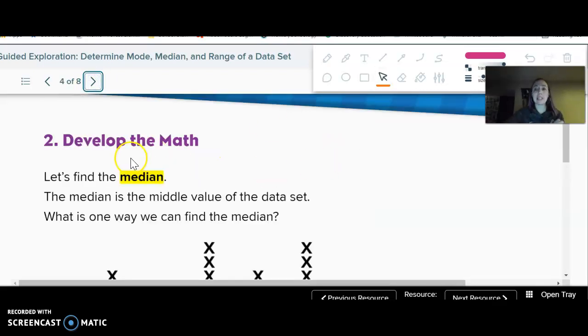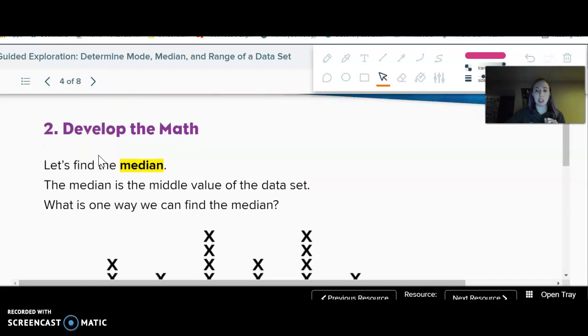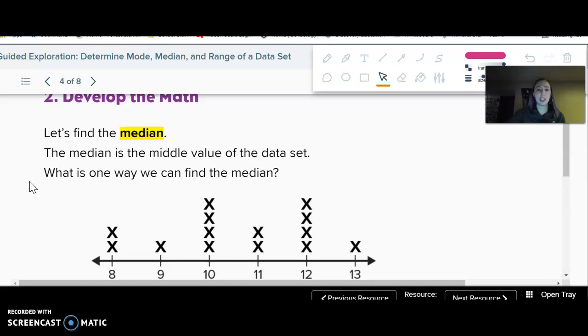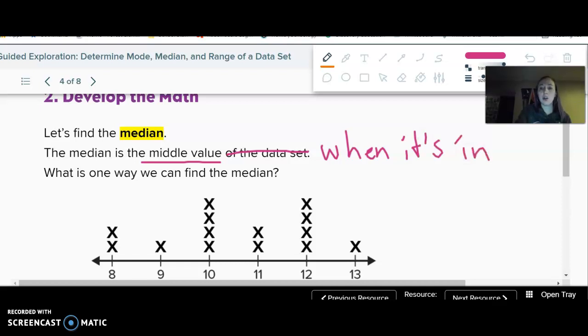Now the next one is median. Out of these 3, I think median is the hardest. Actually, out of all of them. It can be tricky sometimes. Not to say it's hard, but it just takes the most amount of work, I think. So make a note to yourself, the middle value. And I want you to add, instead of saying of the data set, add when it's in order. Now, a line plot is automatically in order, right?